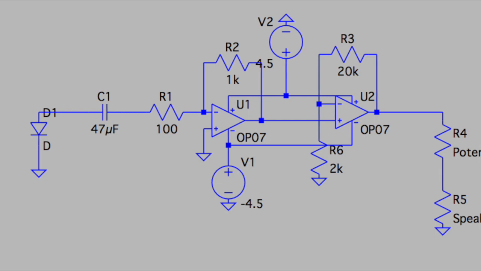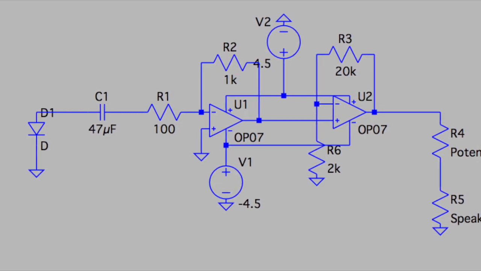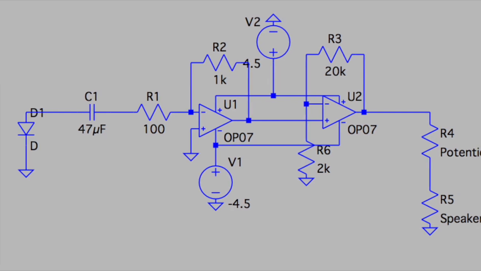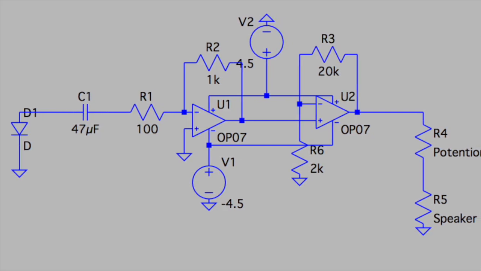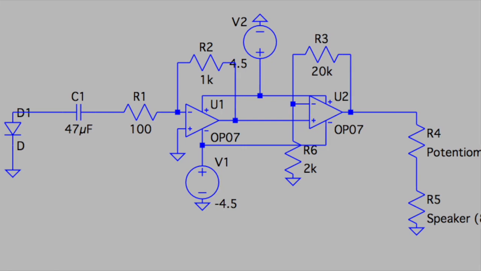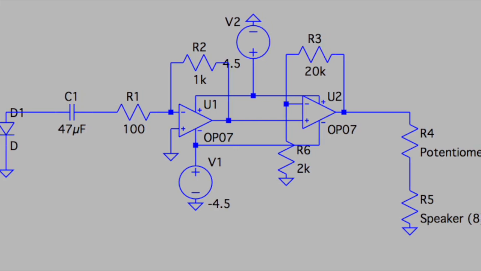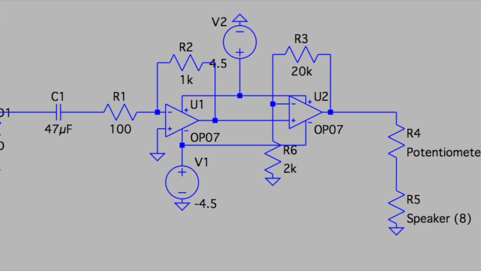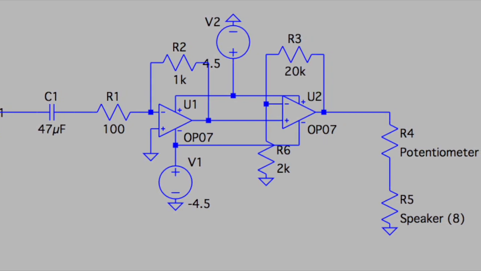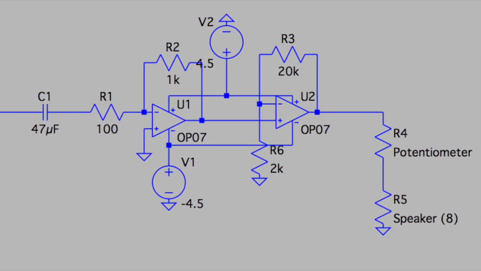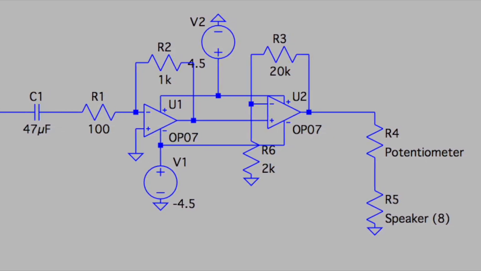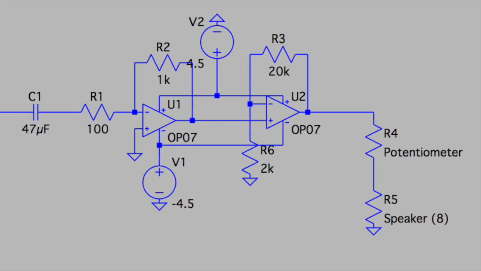The receiving circuit consists of a photodiode that reads the signal from the laser. This signal is then sent through a capacitor in order to block any DC signal, and is then amplified using two op-amps. The first op-amp is inverting, and the second op-amp is non-inverting with a gain factor of 10, and both op-amps are powered by positive and negative 4.5 volts. This amplified signal is sent to the speaker through a potentiometer, which acts as overall volume control.